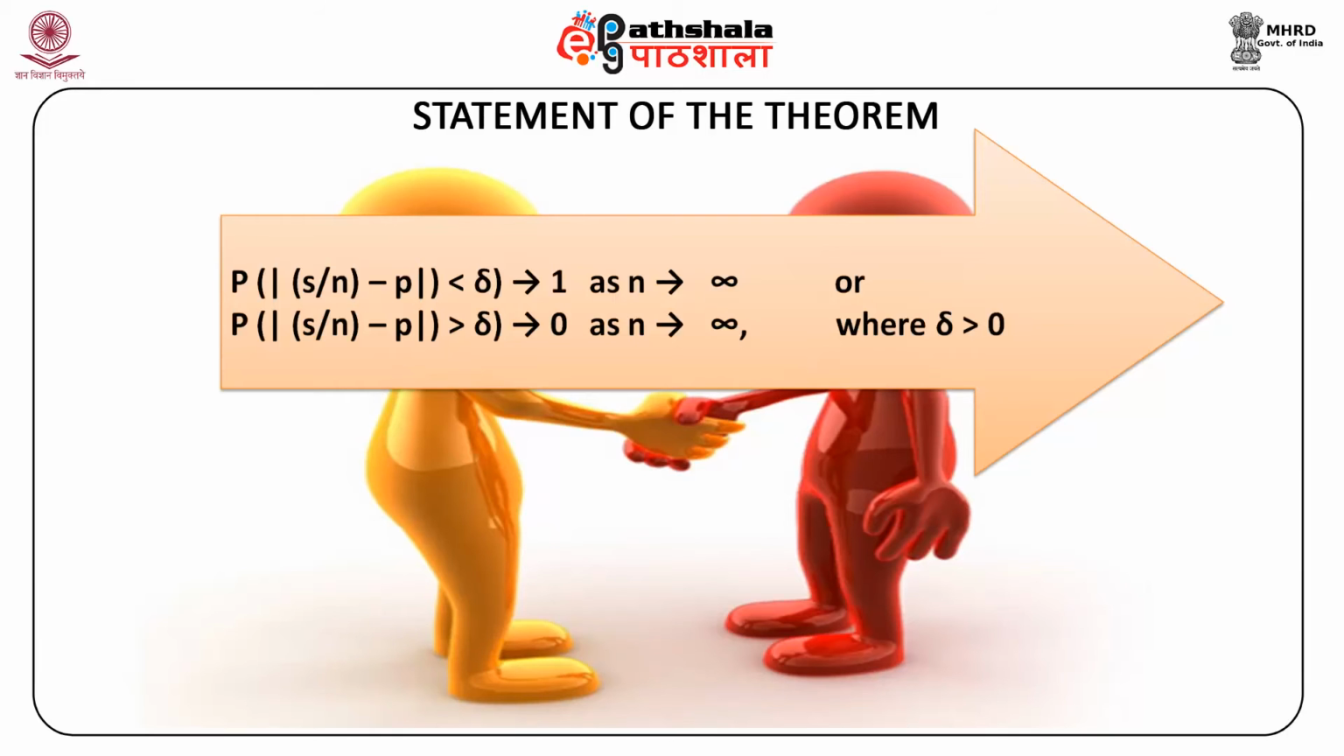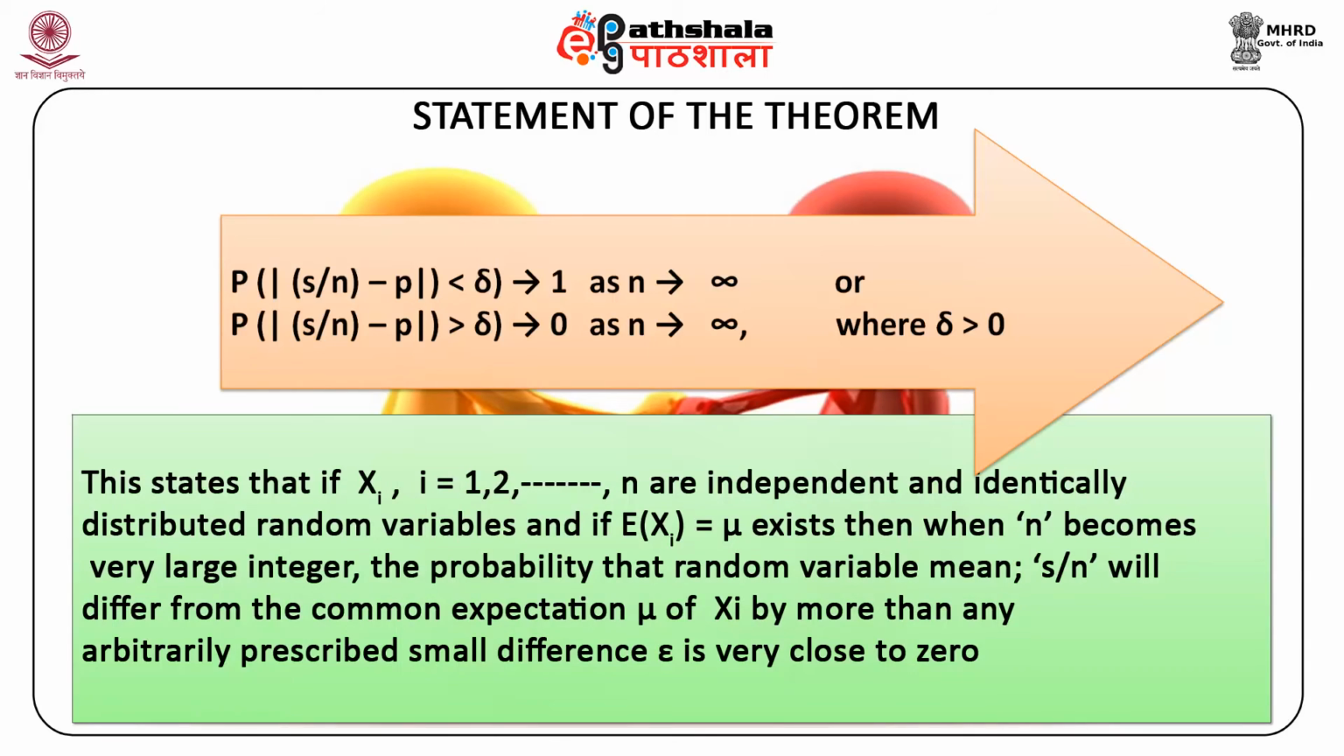The mathematical version of the law of large numbers was first published by Chebyshev in 1929. This states that if Xi, where i equals 1 to n, are independent and identically distributed random variables, and if E(Xi) = mu exists, then when n becomes a very large integer, the probability that the random variable mean S/n will differ from the common expectation mu of Xi by more than any arbitrarily prescribed small difference epsilon is very close to 0.